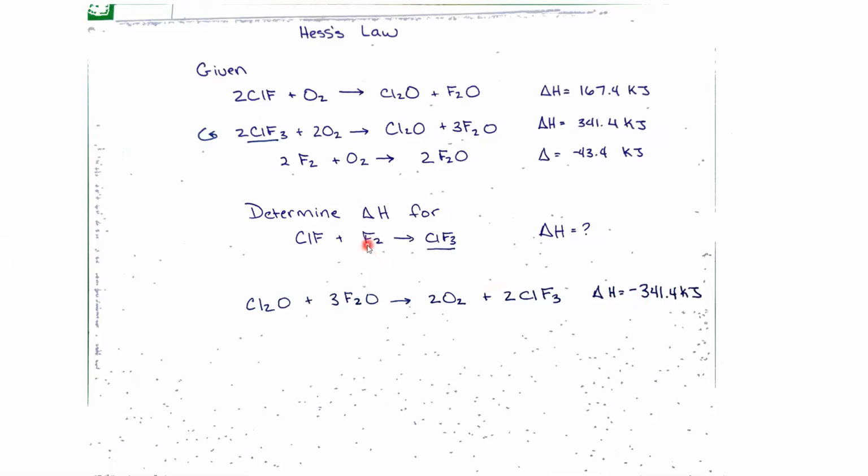Now I'm going to look for this F2, and I need it to be a reactant. And here it is as a reactant. I've got two of them. I only need one here, but at least it's on the right side, so I don't have to flip this around. So that's good.